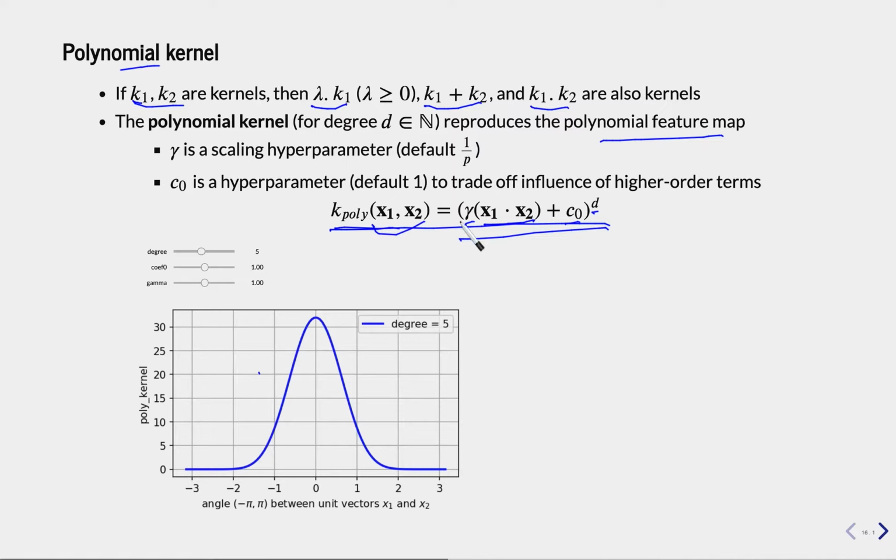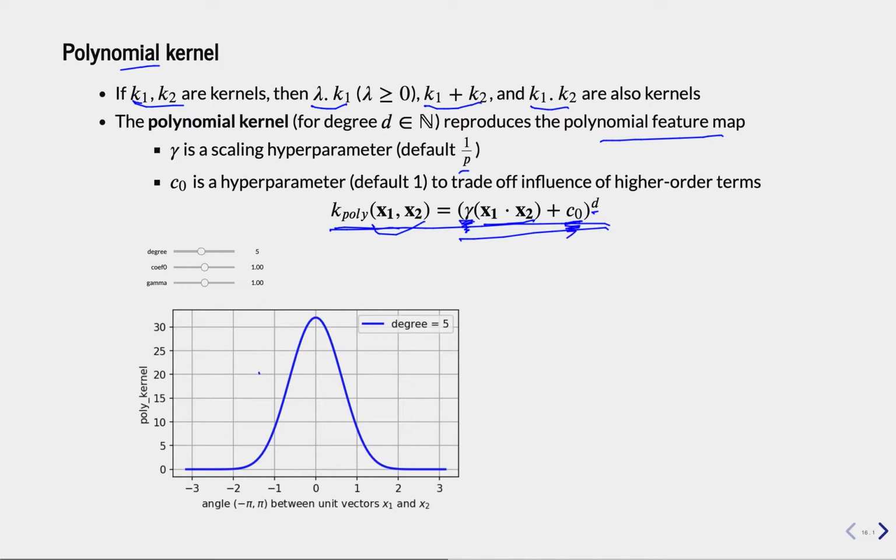So one is gamma here. Gamma is basically just a scaling hyperparameter. By default, it's 1 over the number of features. But if you want, you can also play with that a bit. C0 is a hyperparameter that trades off the influence of the higher order terms.